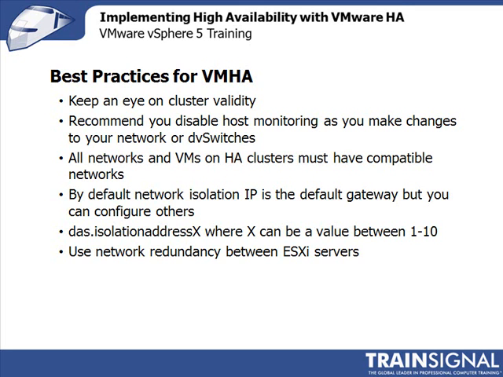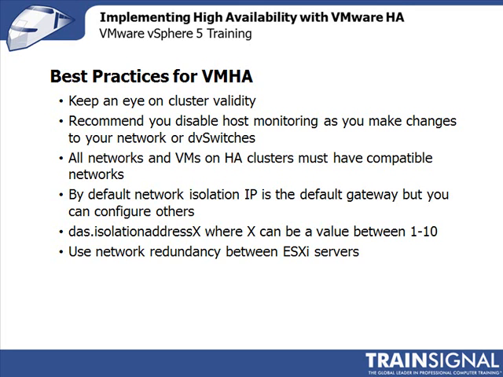This just means that make sure that all the ESXi hosts in the cluster have access to all the VM networks. By default, network isolation IP is the default gateway. That's what I've been telling you. But I'm going to show you as we get into the GUI how you can configure a different IP address by using the advanced values in here.